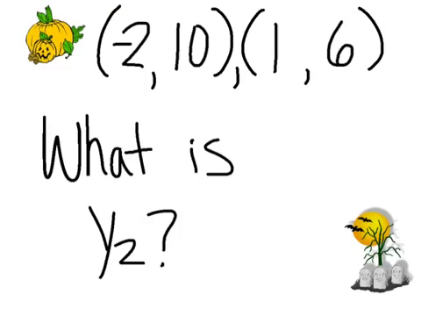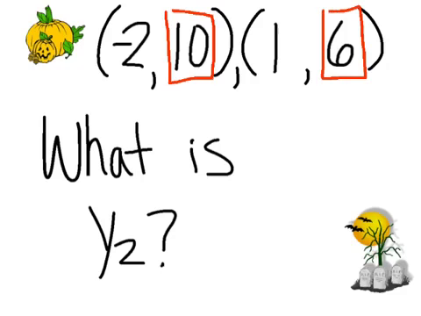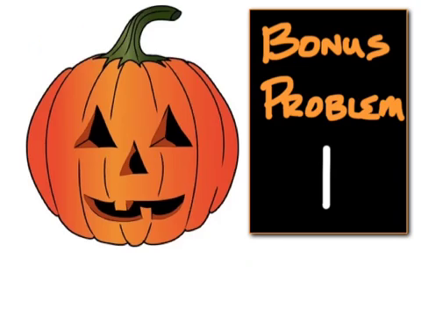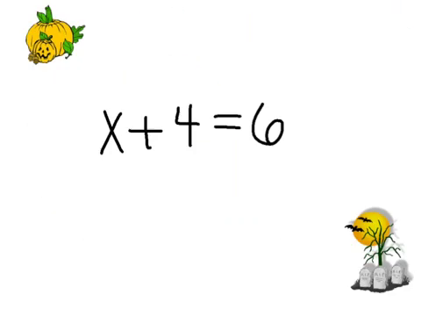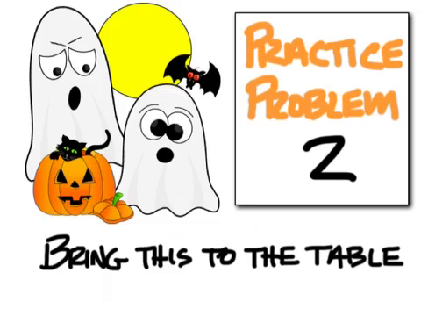Practice problem number 1. We want our y2 value. The y values are the second number in our points, or our ordered pairs. The y2 is going to be 6, so our answer is 6. Okay, answer for the bonus problem is 2.